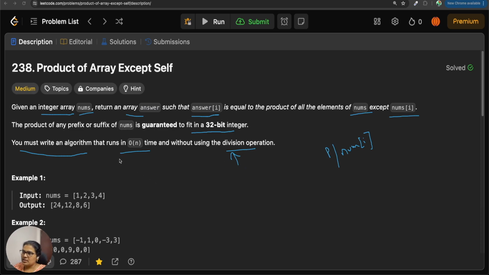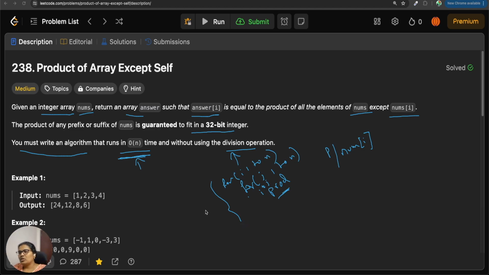Okay, and the other thing is you have to do it in order of n time. So clearly in n square you can do it. You can say for i equal to 1 to n, and again take another loop for j 1 to n. Whenever i not equal to j, you find the product and that would be your result. So you'll do this only when i not equal to j. But we have to do it in order of n, so this brute force solution is also not a valid one.